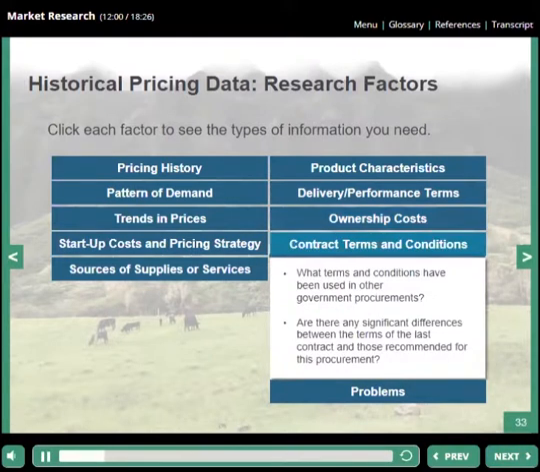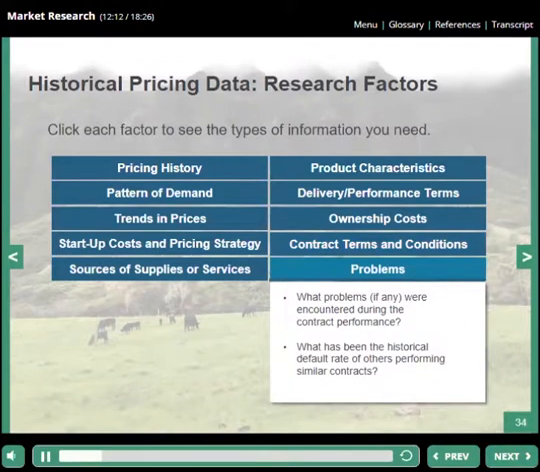You may want to research the terms and conditions used in other government procurements. Be sure to note any significant differences between the terms of the last contract and those recommended for this procurement. It could be helpful to identify any performance problems that were encountered during the contract. If any problems were present, find out what the historical default rate was for others performing similar contracts.